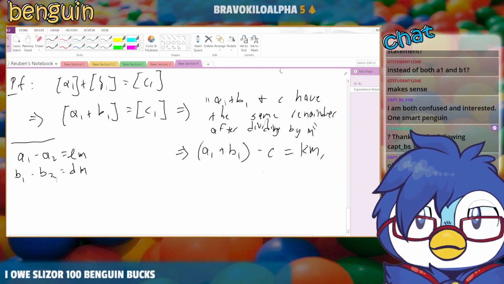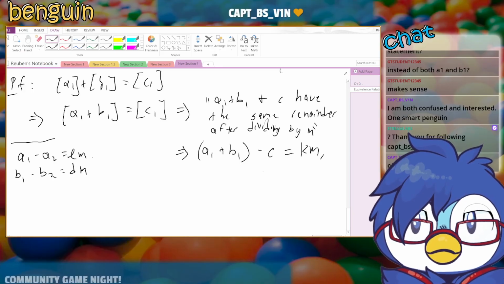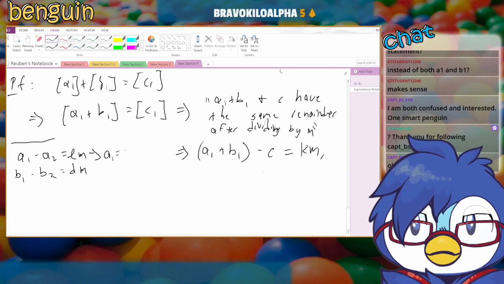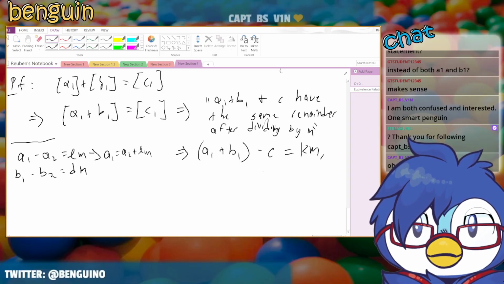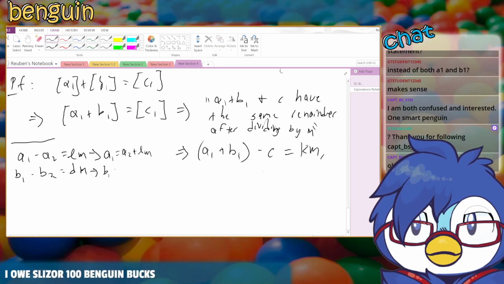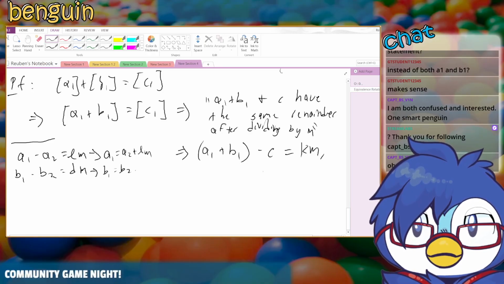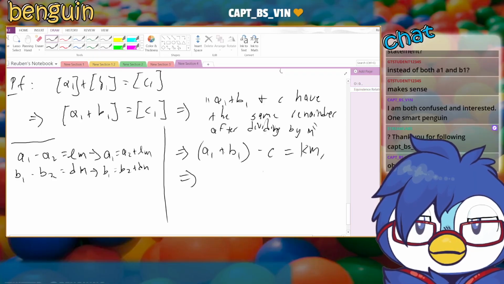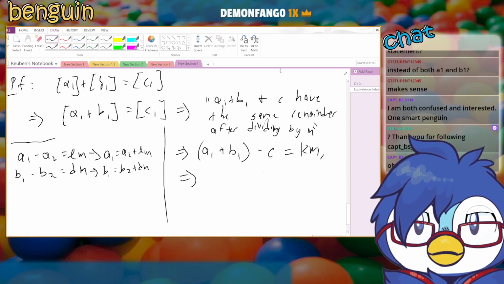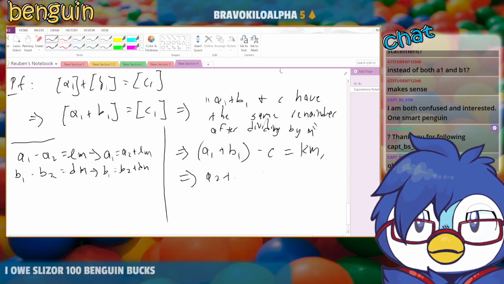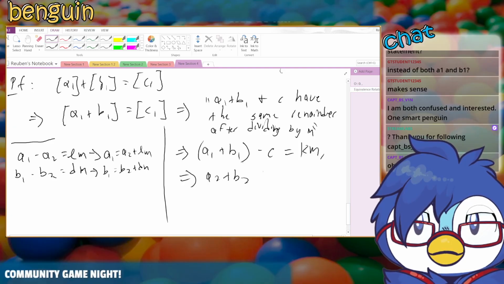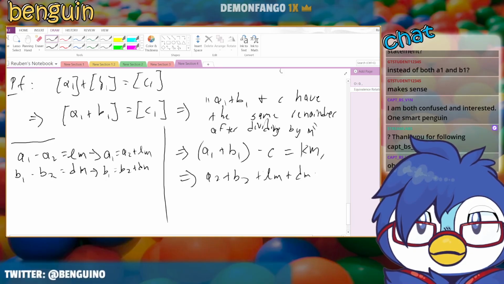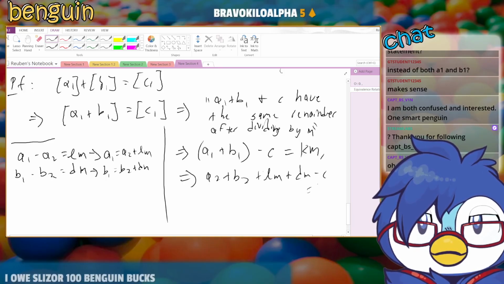Now notice I can solve this for a1. a1 is equal to a2 plus lm, and b1 is equal to b2 plus dm. Now I can plug this in for a1 and b1, and what do I have? I'm going to rearrange the terms a little bit, but I have a2 plus b2, plus an lm, plus a dm, minus c equals km.